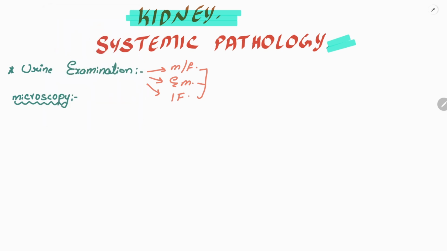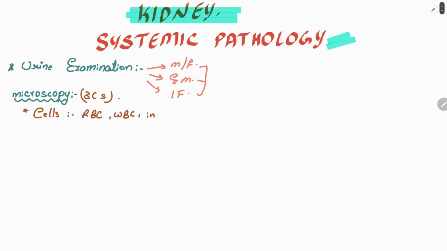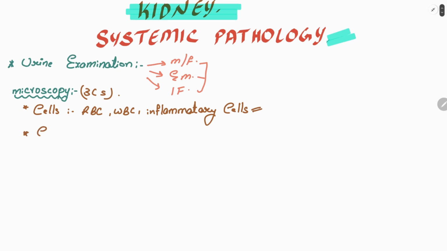To remember this, I will give you a clue, that is 3 C's. In urine examination, you can see cells. What cells can you see in the urine? You can observe RBC, WBC, and some of the inflammatory cells. So, there are chances in which you can see these kinds of cells in the urine examination. And the second one is cast.